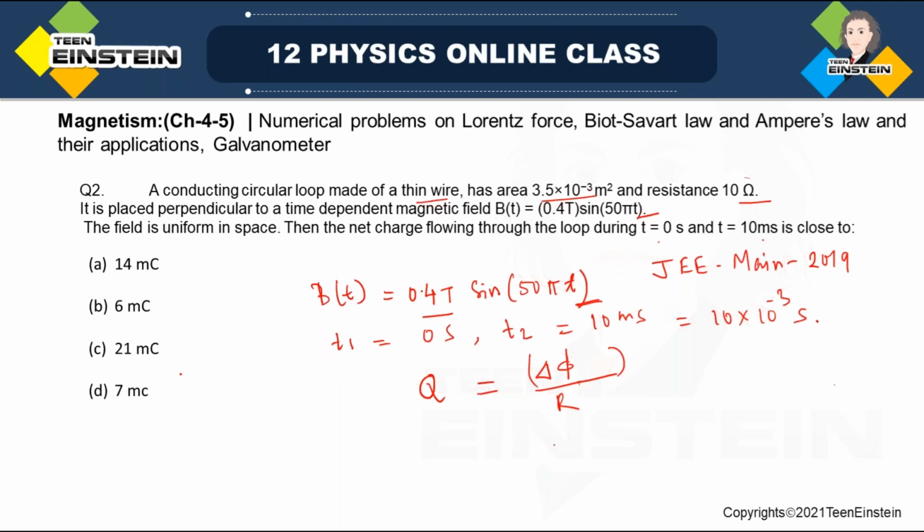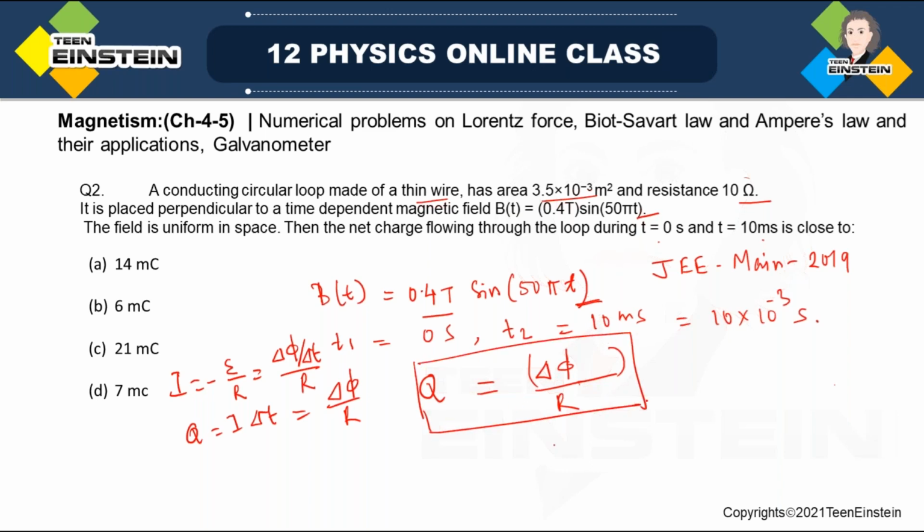If you are confused, I'll write once again. I means EMF by R, the resistance. EMF means delta phi by delta t, divided by R. So I need to find the current. Current means I into delta t, and I'm just taking the magnitude. So delta phi by R. This is the way I arrived here.